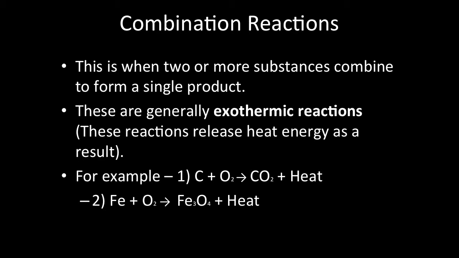What are examples? Well, the formation of carbon dioxide by the combination of carbon and oxygen is an example. The formation of rust, iron oxide, by the combination of iron and oxygen is an example. And heat is released as a byproduct. So these are two examples of combination reaction. So basically, it is when two or more reactants combine to form a single product.